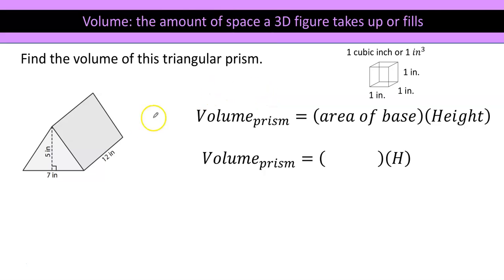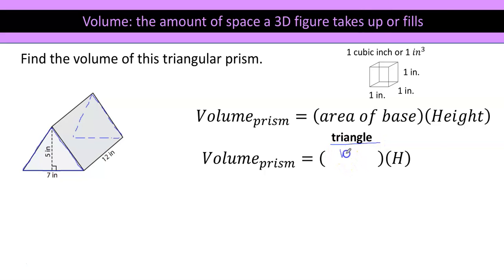The first step is to figure out the shape of the base. Remember, with a prism, there are two bases. The shapes or the faces that are the bases are the ones that are parallel and congruent. These triangles are parallel, meaning they never intersect, they never cross, and they're also congruent. So the base is a triangle.